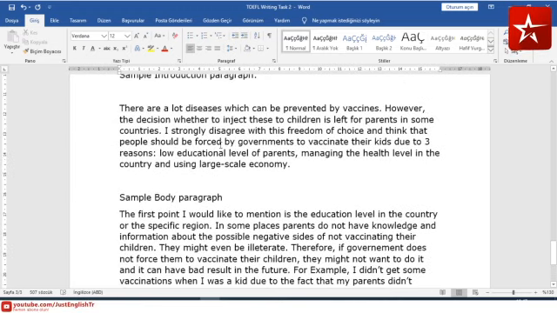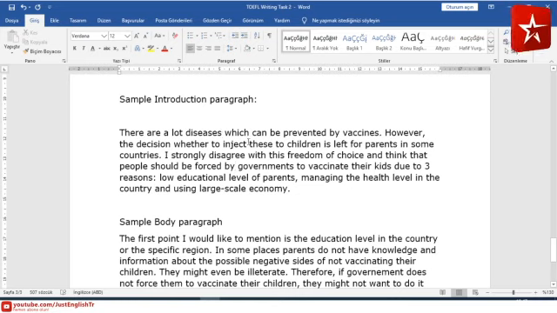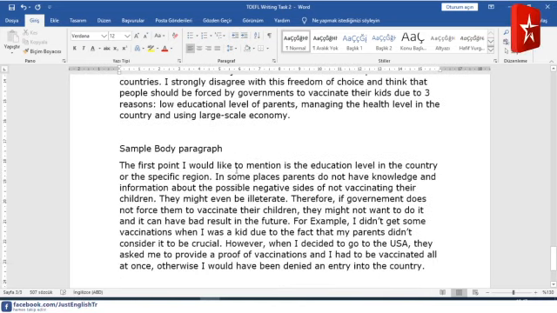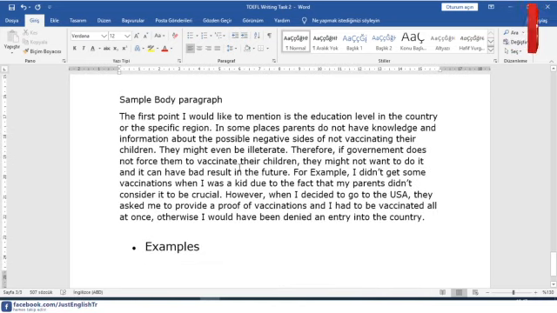So we have already an introduction paragraph sample, and we have a body paragraph sample. Guys, if you have any ideas about my body paragraph, and if you can change something, please do so.